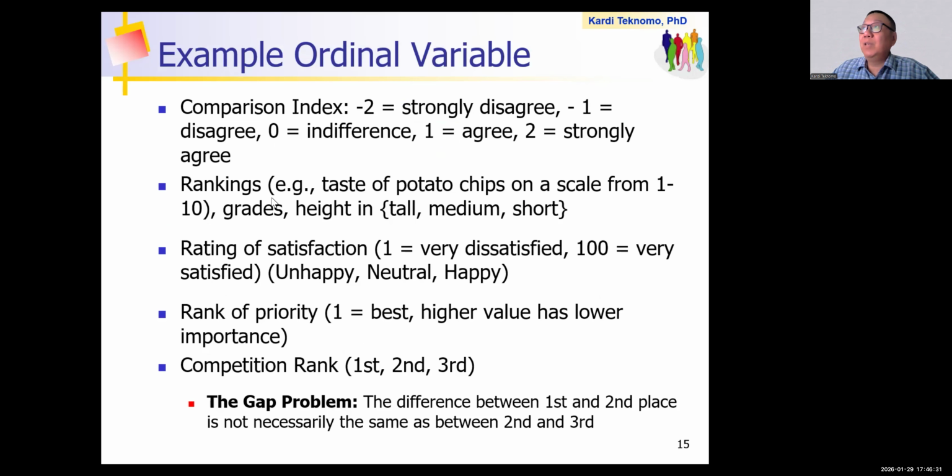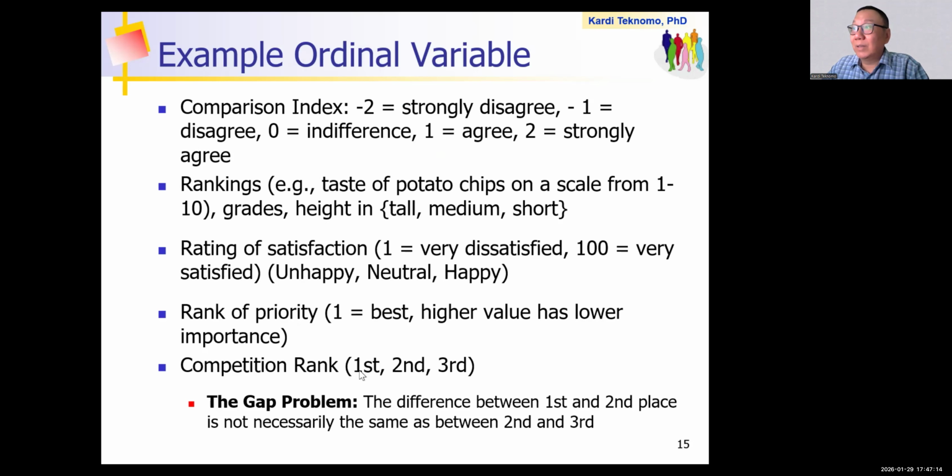These are examples. Say you have a comparison index: -2 is strongly disagree, -1 is disagree, 0 indifferent, 1 agree, 2 strongly agree. These are usually ordinal Likert scales, aren't they? So ranking, the taste of potato chips from 1 to 10, your grade, the height as tall, medium, short, and so on. Again, priority, the rank of priority or competition rank, first, second, third. All of these are examples of ordinal variables.